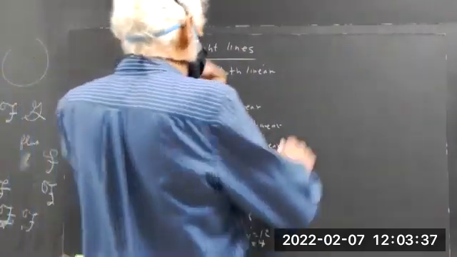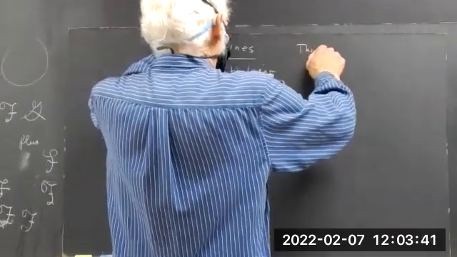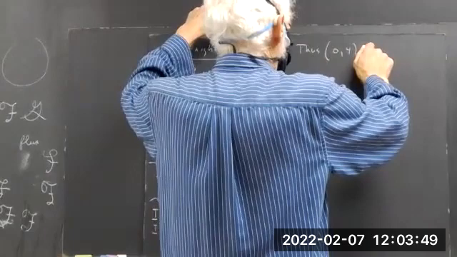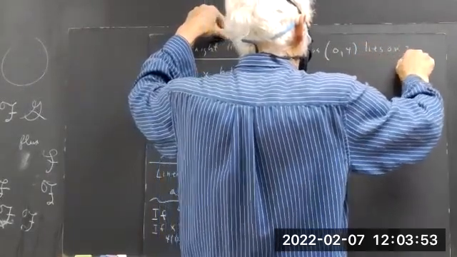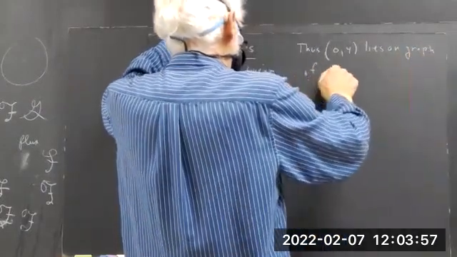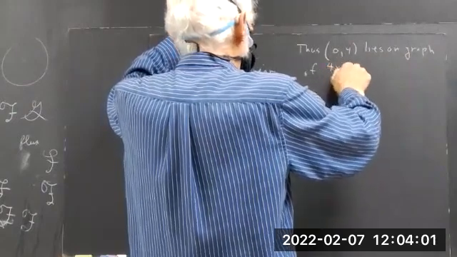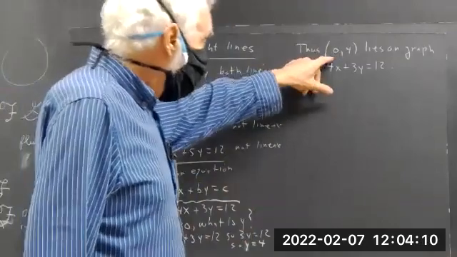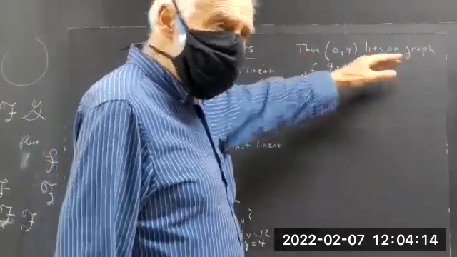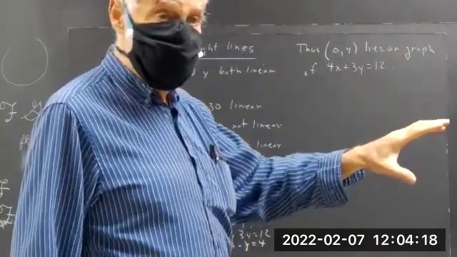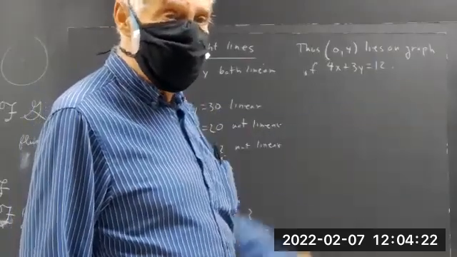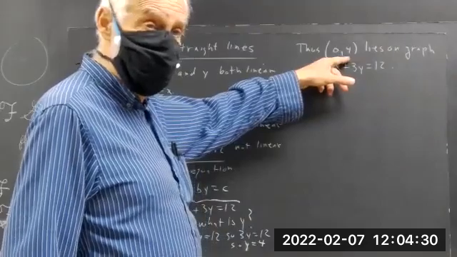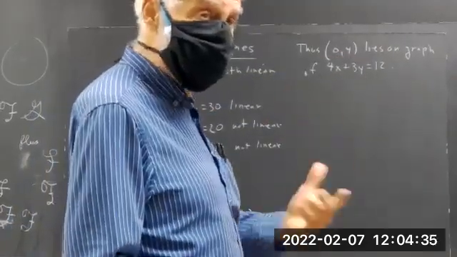Okay. Thus, the point (0, 4) lies on the graph of 4x plus 3y equals 12. That's because x equals 0, y equals 4 satisfies the equation. And the graph of this equation consists of all the points that satisfy the equation. Okay? Now, there are infinitely many points, so you can't check every possible point. But this point is particularly useful. Okay? It's the y-intercept. (0, 4) is the y-intercept.